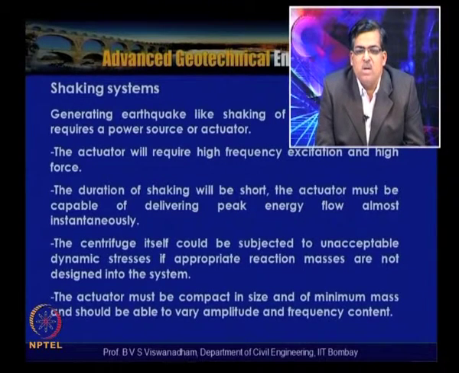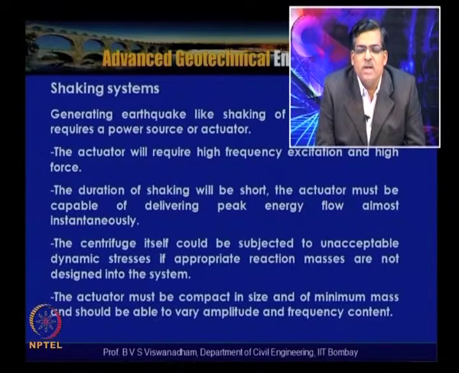The actuator must be compact in size and of minimum mass, and should be able to vary amplitude and frequency contents. Say, for example, if we have amplitudes of about, let us say, 0.5 to 1 meter, then we will model that, let us say 500 mm at 50 G, as something like 10 mm amplitude.